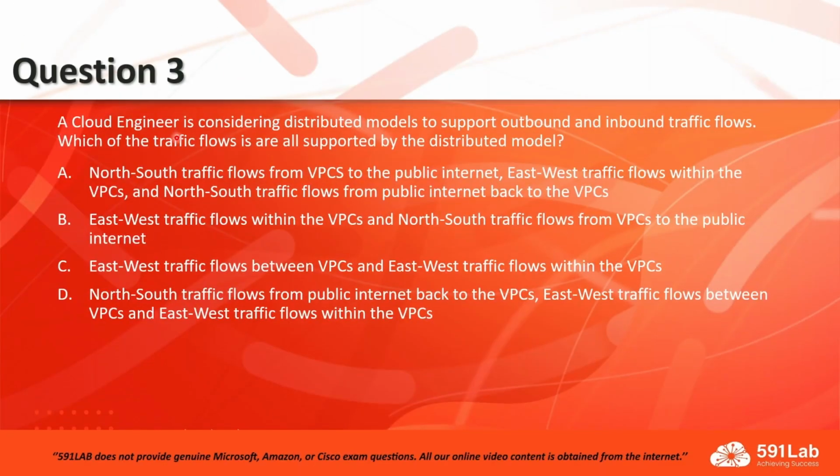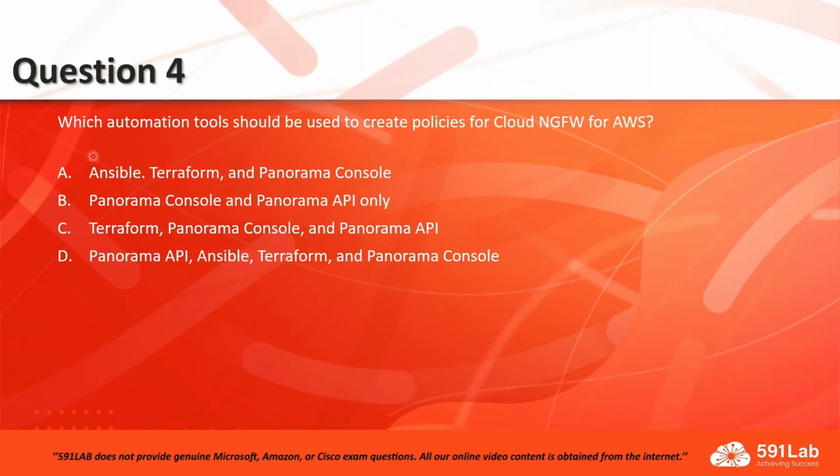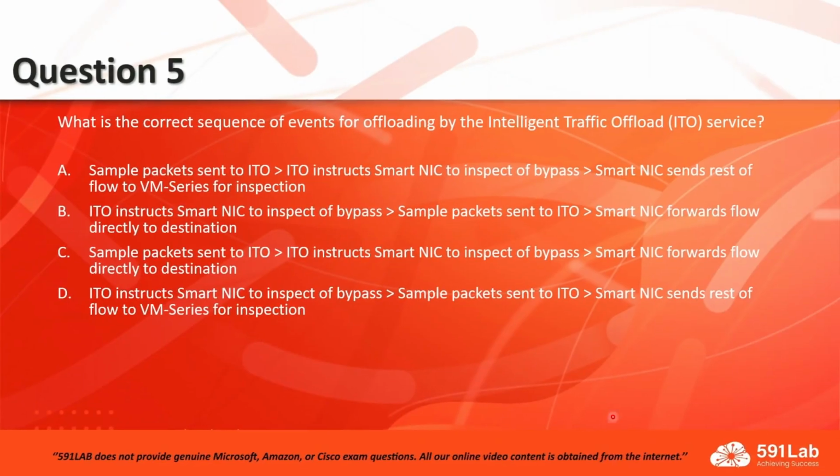Question number three is as follows. A cloud engineer is considering distributed models to support outbound and inbound traffic flows. Which of the traffic flows are all supported by the distributed model? Question number four is as follows. Which automation tools should be used to create policies for Cloud NGFW for AWS? Number five is as follows. What is the correct sequence of events for uploading by the Intelligent Traffic Offload or ITO services?